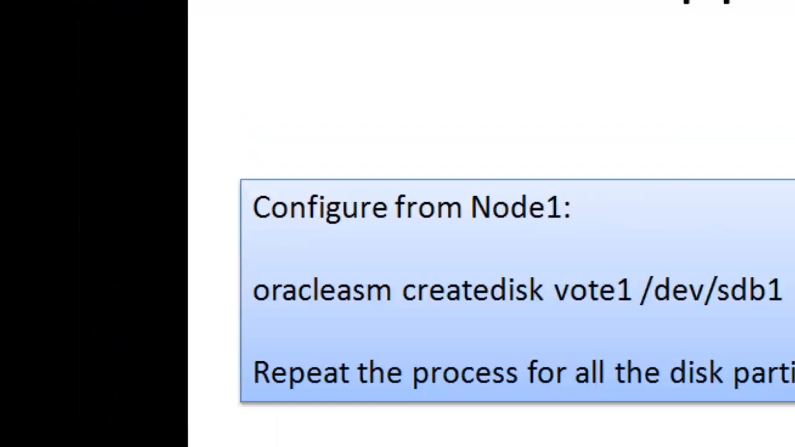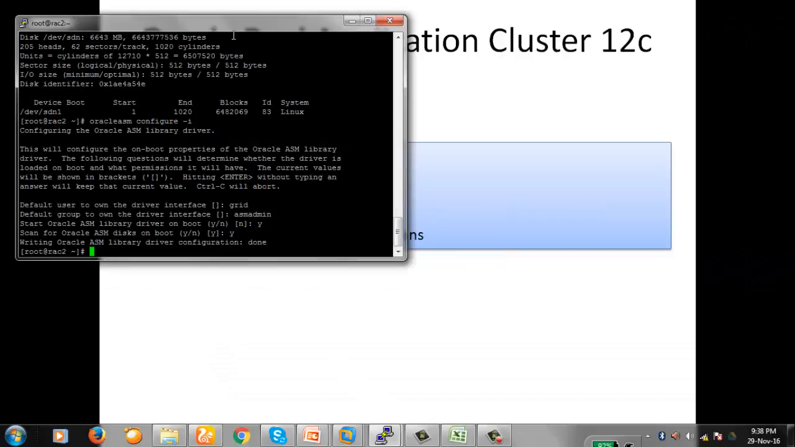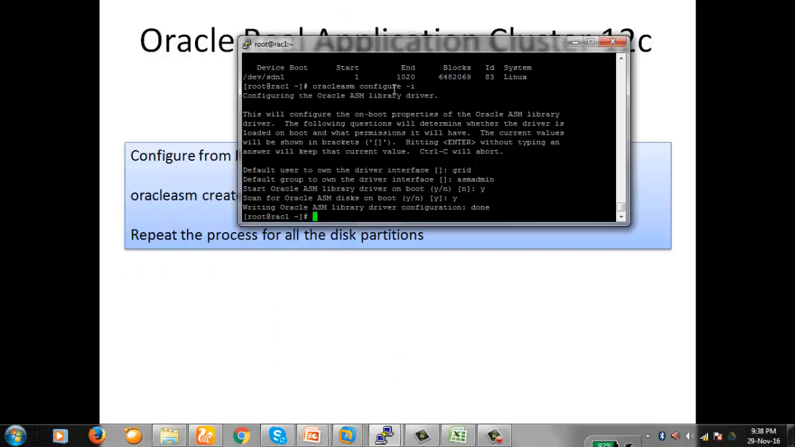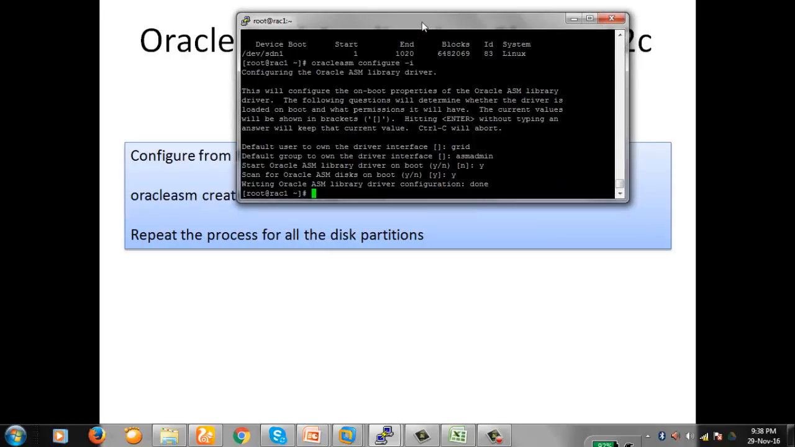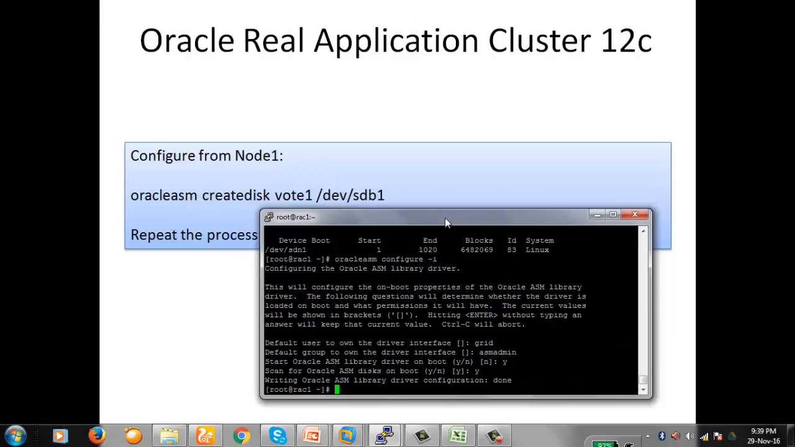Now remember this carefully. In this part you will have to do it from only one node. We're going to do it from node 1, because we're going to create the ASM disks now, with the Oracle ASM create disk command. This set of commands has to be done from only one node.